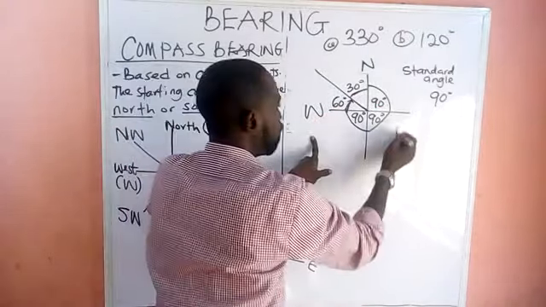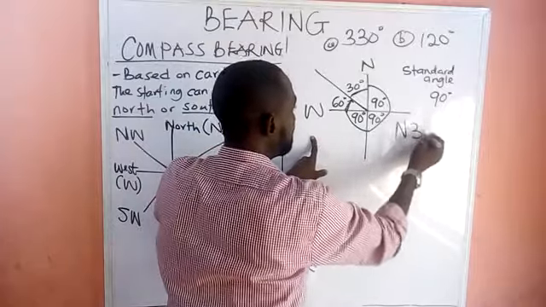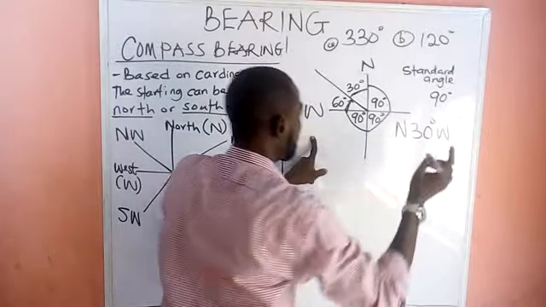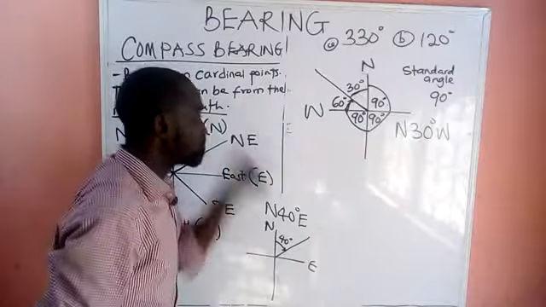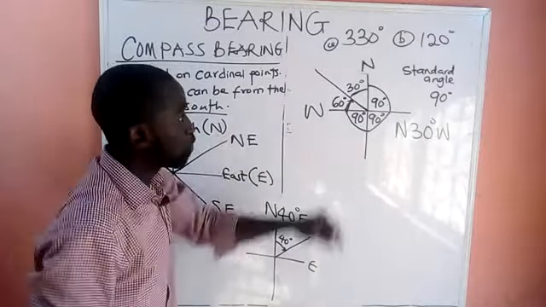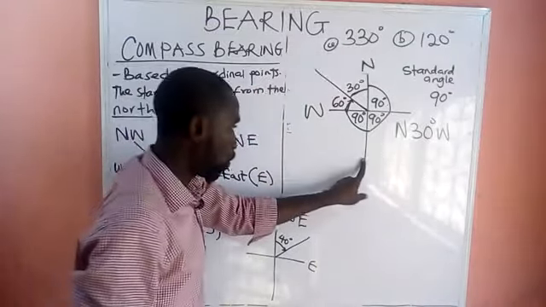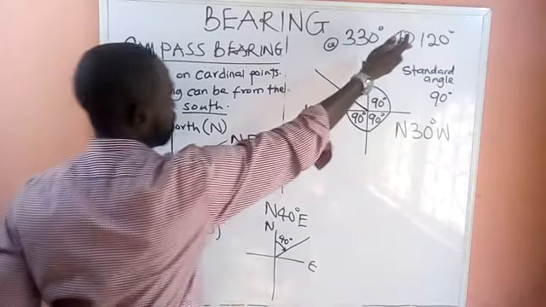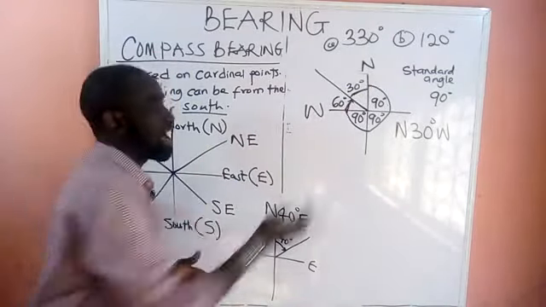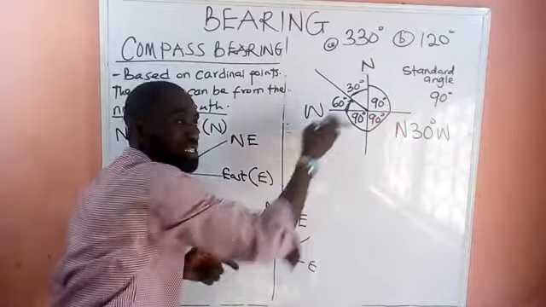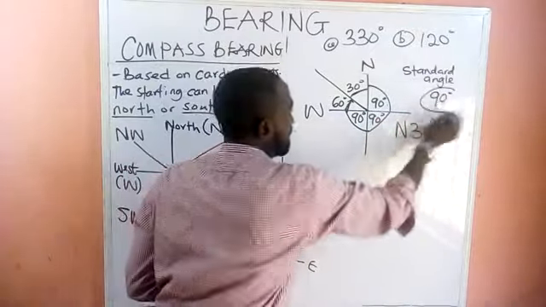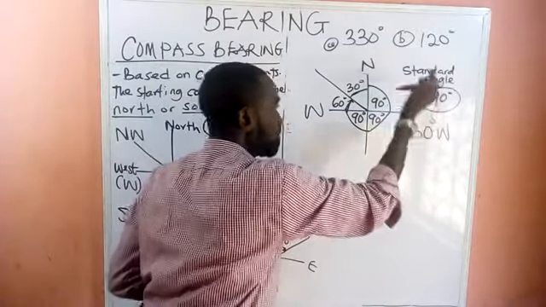So here we have north 30 degrees west. Because we said compass bearing can either start from the north or the south. So class, let's take the second question. Make sure you understand how to break this thing down bit by bit in form of standard angle. Standard angle is very key.